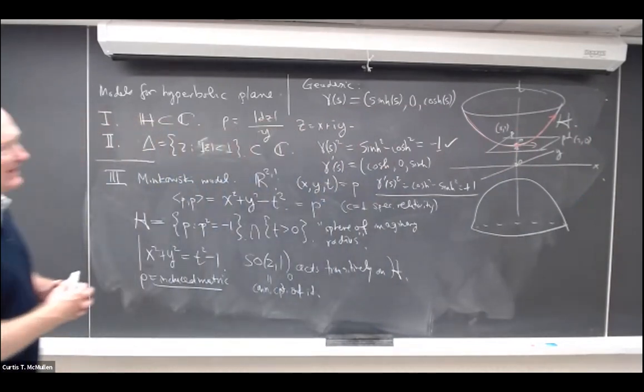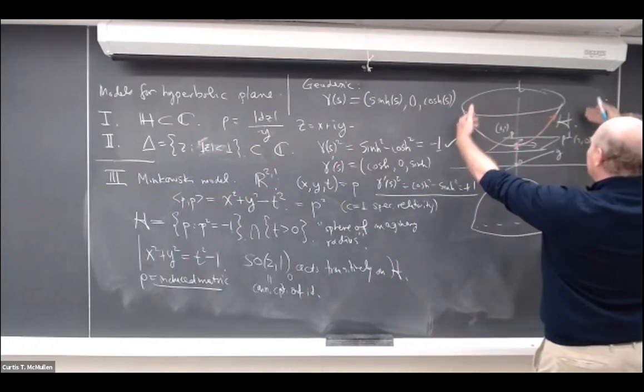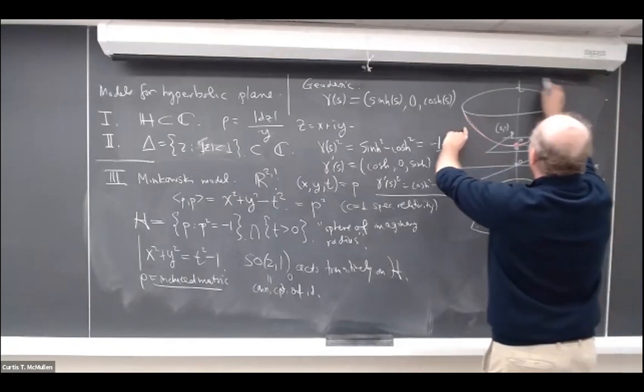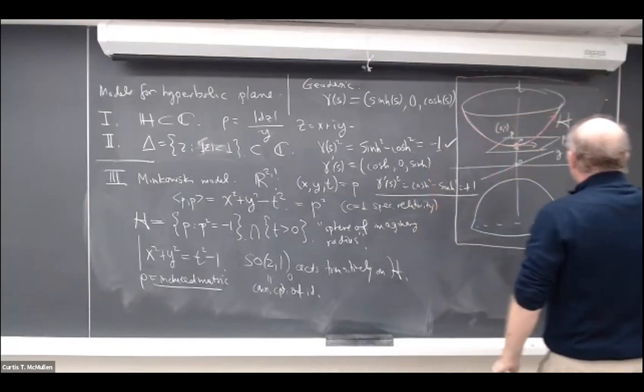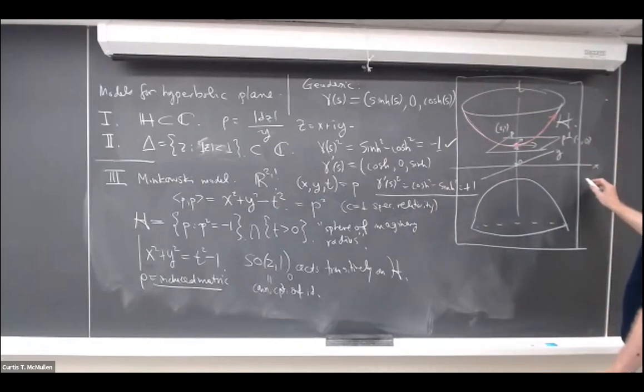Now there's another way to think about this geodesic, which is just that it's the intersection of this upper half of the hyperboloid with the plane defined by the equation that y is equal to 0.